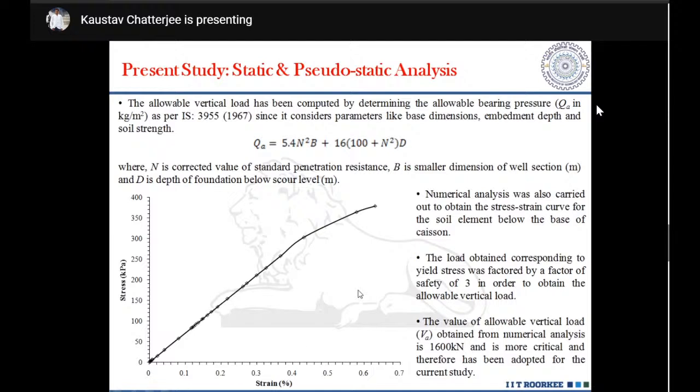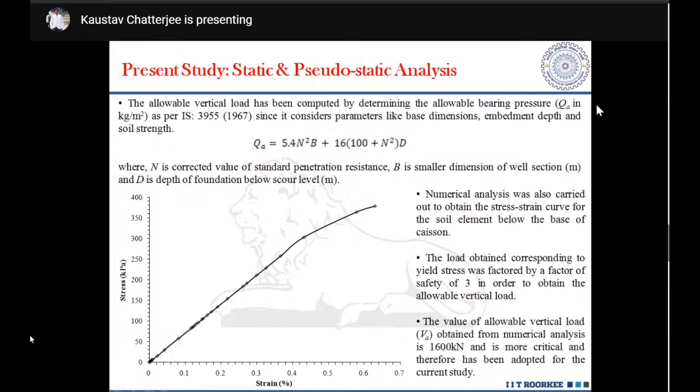Okay, now how do we determine the allowable load capacity for the case? The allowable vertical load expression has been given in IS 395/1967. Using this expression, we can see that it is a function of the SPT N value, the depth of foundation of the caisson below the water level, and also the D, which is the smaller dimension of the well section. In our study, it is equal to 1.5 meter because we have assumed the square caisson.